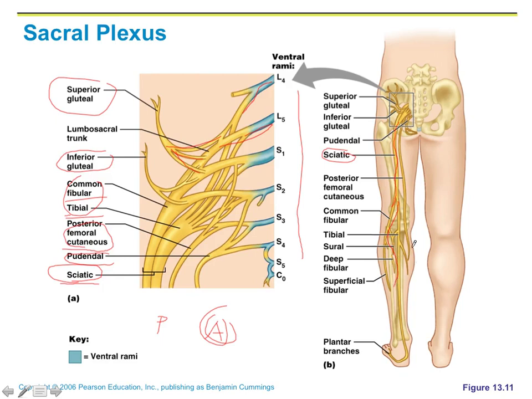The common fibular, because this one is made from two nerves. In the knee region, these two nerves will separate into the common fibular and the tibial nerve, and the tibial nerve continues to travel to our foot.